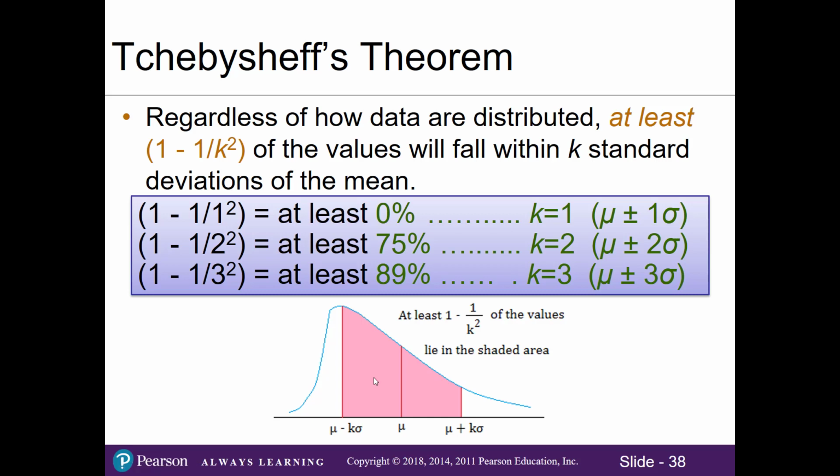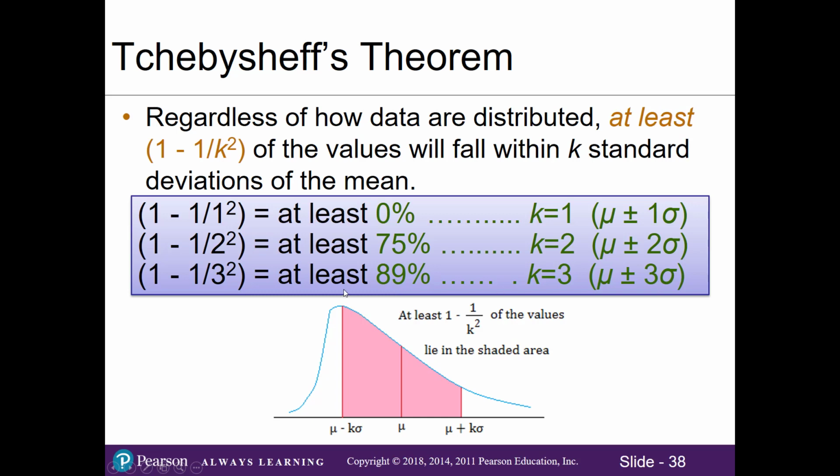And what it can tell us is that at least 75% of our data values are going to be within 2 standard deviations of the mean. So it's helpful if you just look right here. Here's my population mean, plus or minus my 2 standard deviations. That tells us 75% of our data is within 2 standard deviations of our mean. If you're looking at 3 standard deviations away from the mean, we can say that at least 89% of our data is within 3 standard deviations.